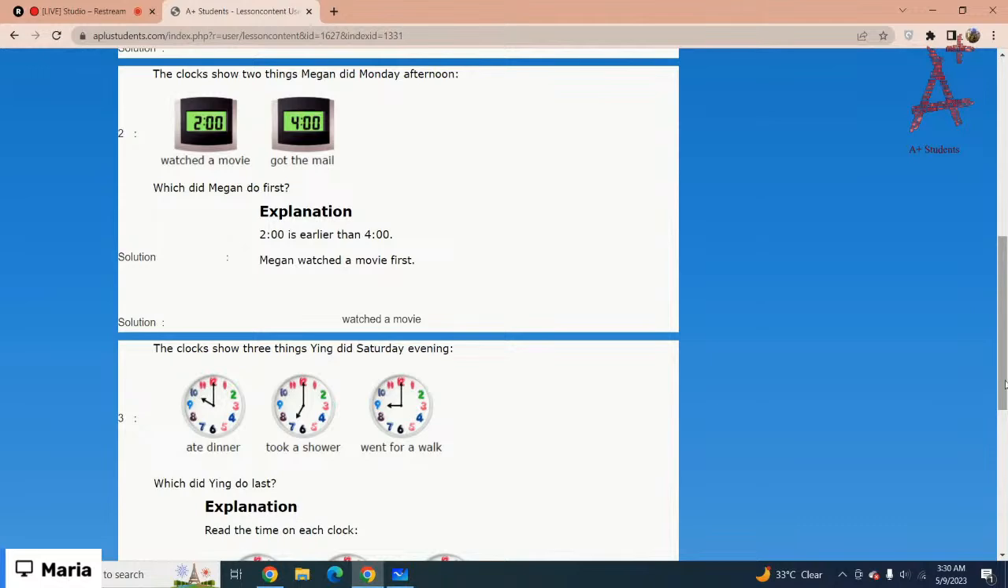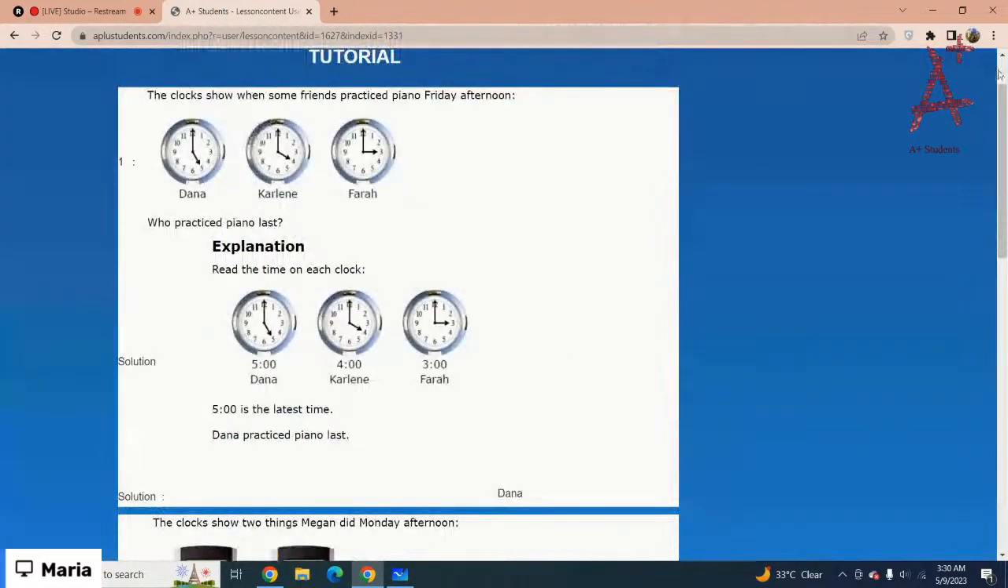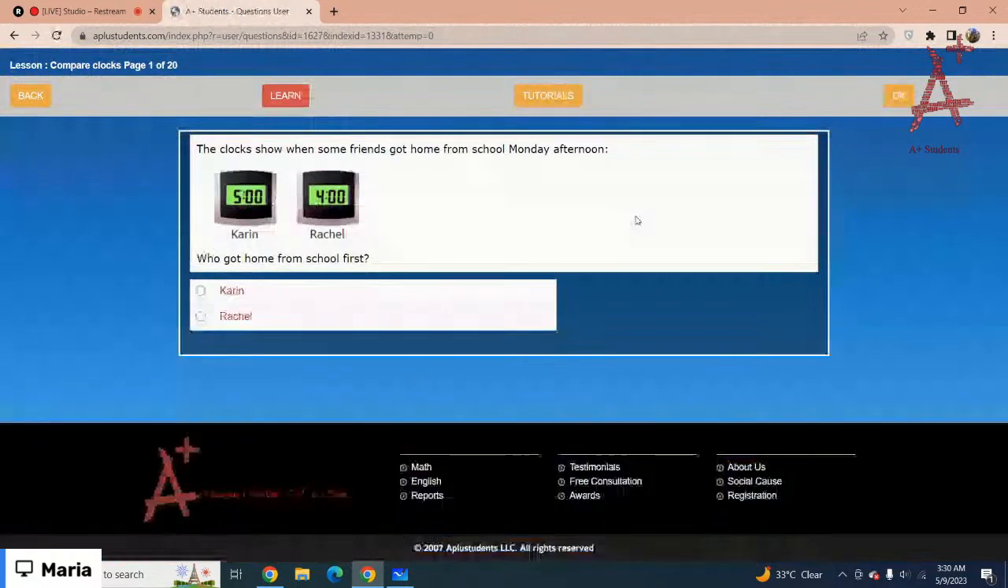Let's just start with the practice questions. Okay, the clock shows when some friends got home from school Monday afternoon. So, who got home from school first? So, which is the correct option? Karen came back at 5 and Rachel came back at 4. So, who got home first?